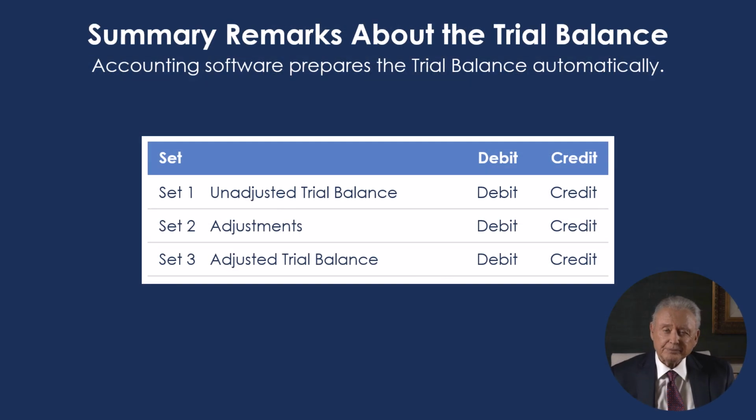As we have stated, computerized accounting software prepares the trial balance automatically. We can view it any time after any posted data or journal entries to review. Set 1, unadjusted trial balance, debit and credit. Set 2, adjustments, debit and credit. Set 3, adjusted trial balance, debit and credit.